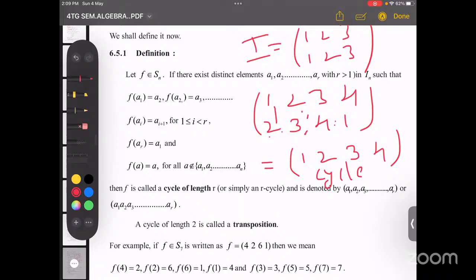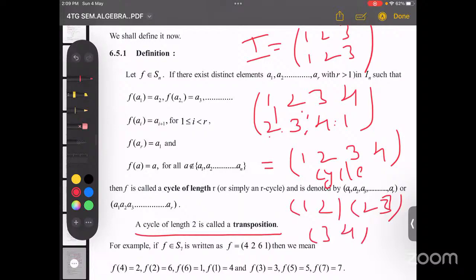Whenever we have a cycle of length 2, we call it a transposition. This is the important one: a cycle of length 2 is called a transposition, like (1 2) or (2 3) or (3 4). Whatever cycles you get, length means the number of elements present in the cycle. That is called the length of the cycle. So this is called a transposition.